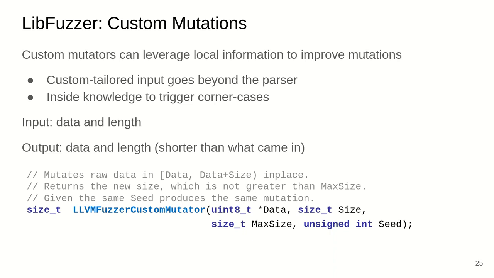Custom mutators can leverage local information to improve the mutation. Right? So it's a custom-tailored input that goes beyond the parser if you want to go into a very complex area. And here you can use insider knowledge to trigger interesting corner cases. Right? So the input is the data and length, similar to before, and the output is data and length, which must be shorter than what came in. So you take in random data in this data plus size, you change it in place, and you return the new size, which makes this somewhat interesting. And given the same seed, it should produce the same mutation.